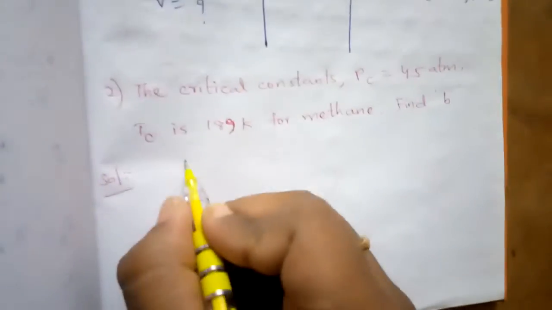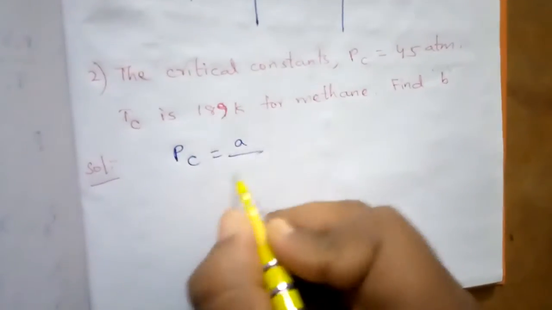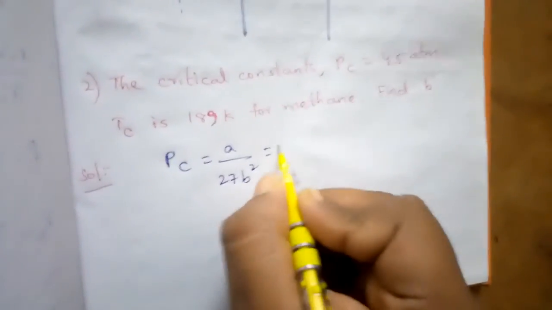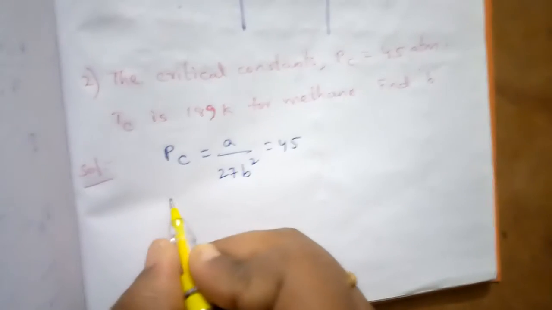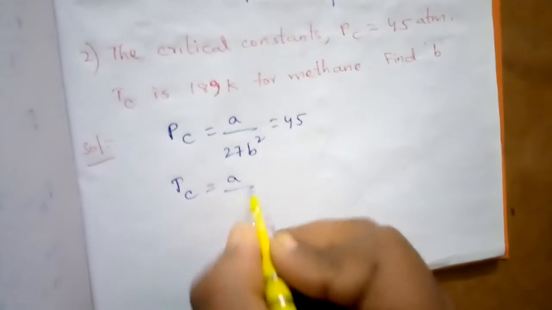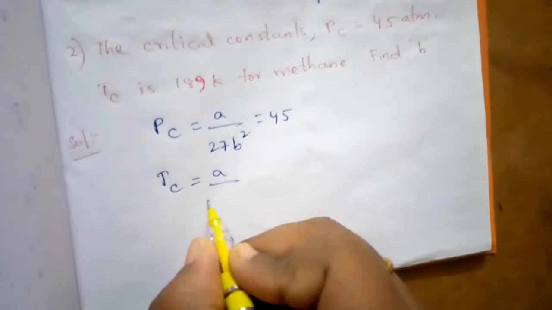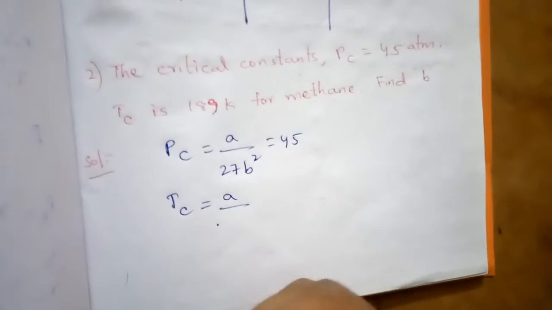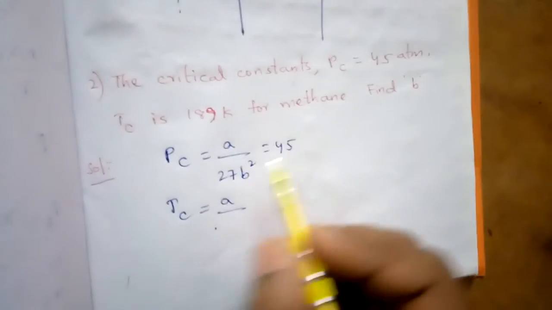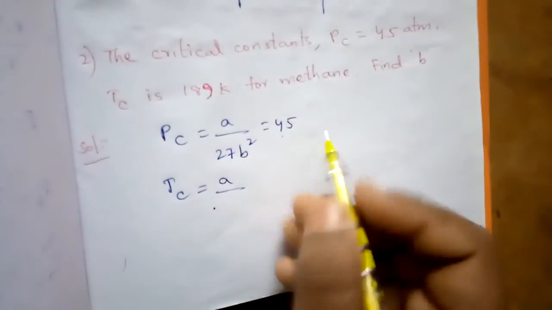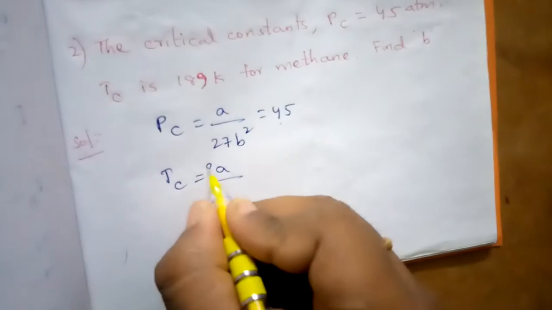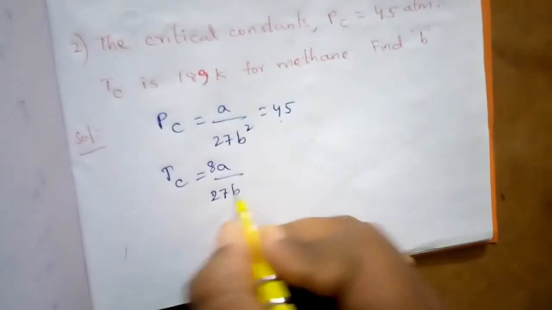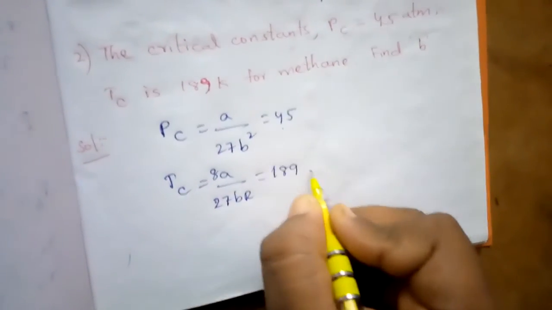Okay, next, the critical constants. What is the PC formula? PC equals a by 27b², that was given as 45 atmosphere. Okay, and TC, what is the formula? PC equals a by 27b² equals 45 atmosphere, and TC is given by 8a by 27bR, that equals 189 Kelvin. Okay, and from this you need to find out b.